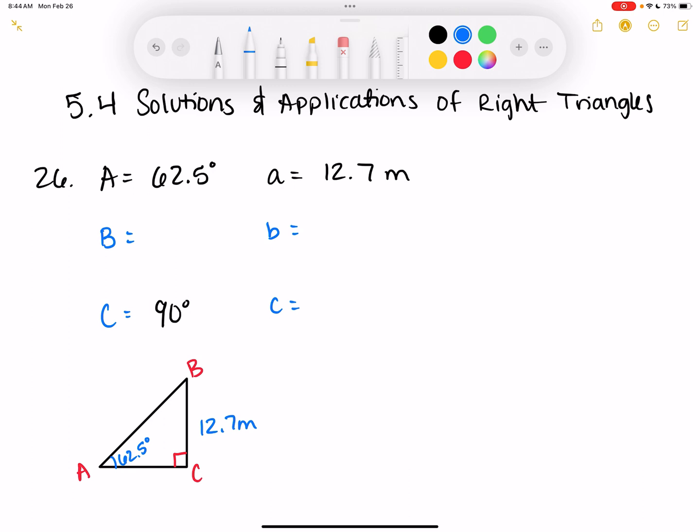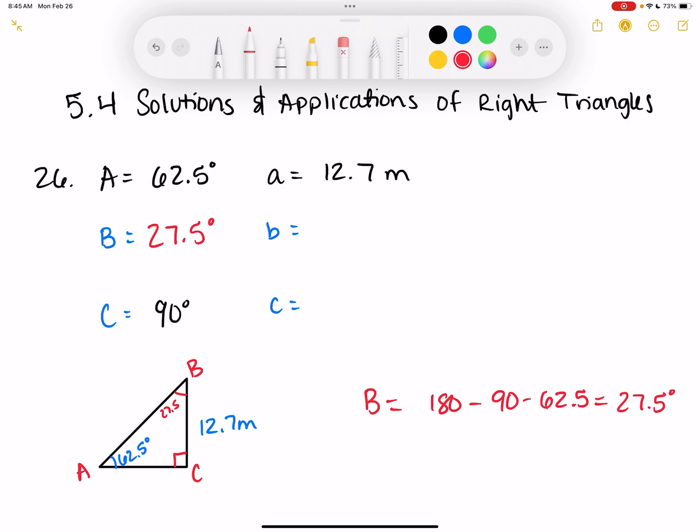Now, anyone know what piece of information I can find with very little math, based on what I'm given? Angle B. How would I find angle B? Yep. So angle B is equal to 180 minus 90 minus 62.5, or add them up and subtract it from 180. Same thing. So that's going to be 27.5 degrees. So now I just need to find side B and side C.